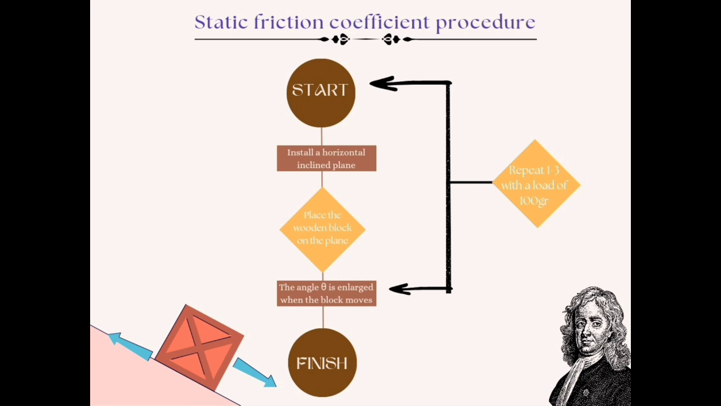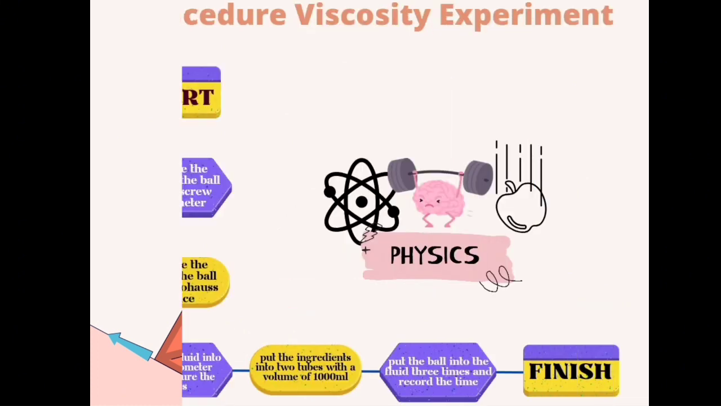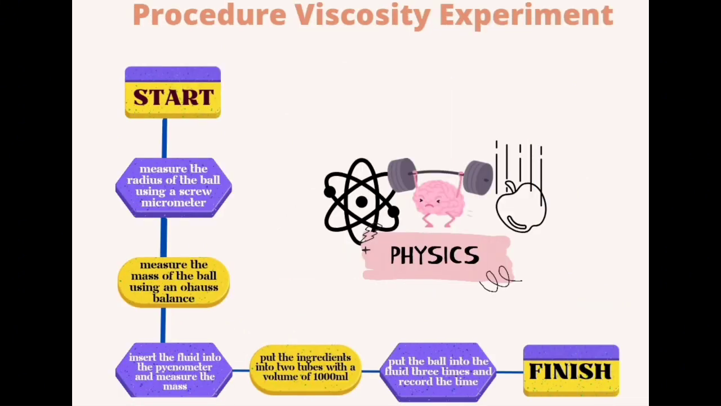This means the same process is repeated using a wooden block weighing 100 grams. This repetition process can be repeated as many times as desired. If there is a need to perform more than one iteration, then steps 1 to 4 can be repeated as needed. And finally, when all the processes are finished, we reach the finish step. This indicates that all steps in the flowchart have been carried out and the tasks or process described in the flowchart have been completed. The next material is about the procedure of the viscosity experiment.